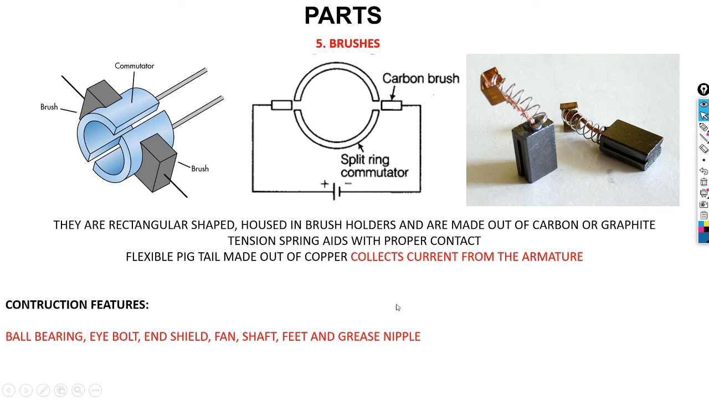We have some other parts of the machine that we can now discuss, like the ball bearing, eye bolts, end shield, fan, shaft, feet, and grease nipple.